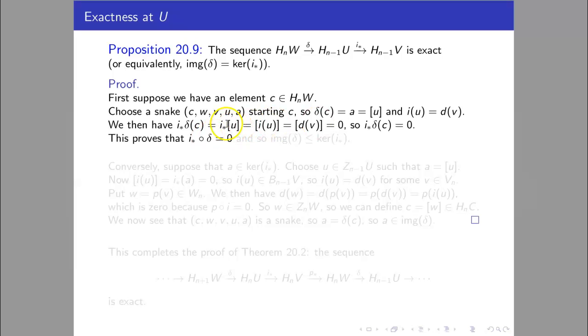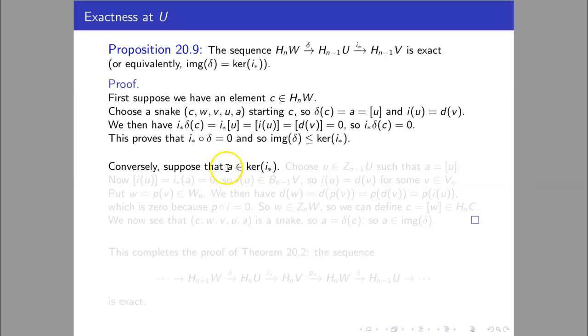This shows us that if we do delta composed with I lower star, that's just equal to 0, and therefore that the image of delta is contained in the kernel of I lower star. So now we have to do it the other way around. We have to prove that the kernel of I lower star is contained in the image of delta.